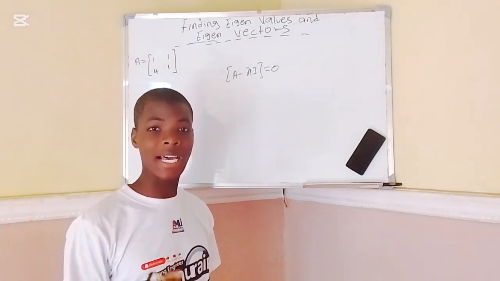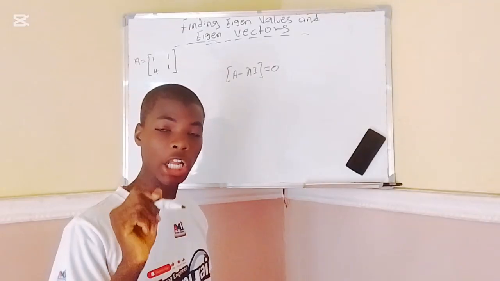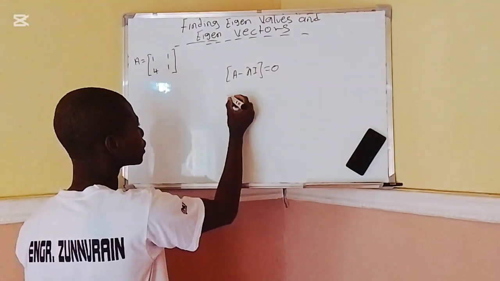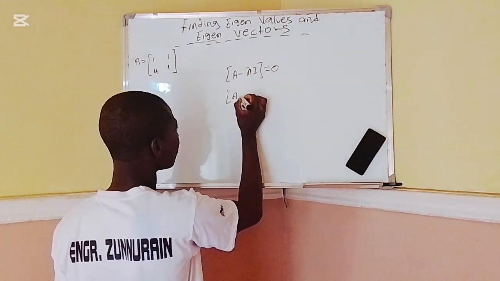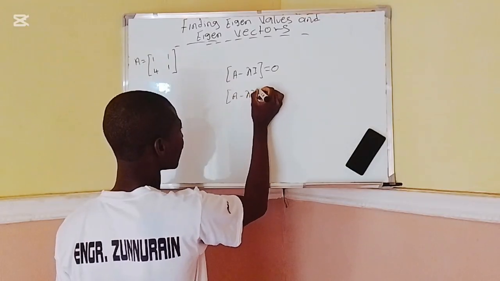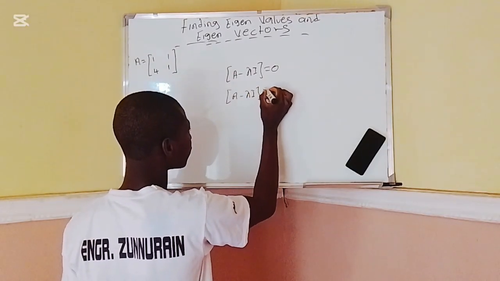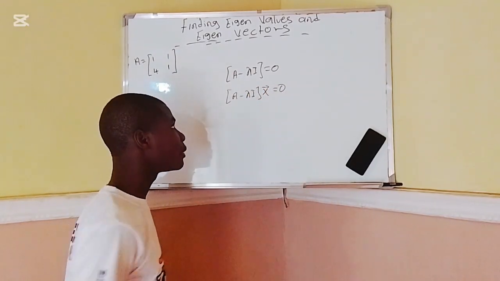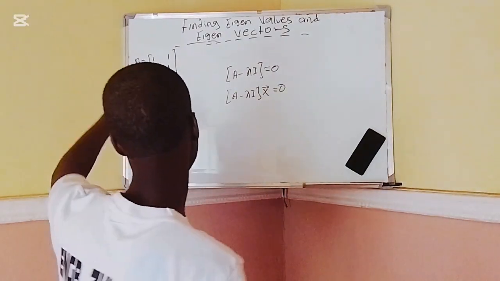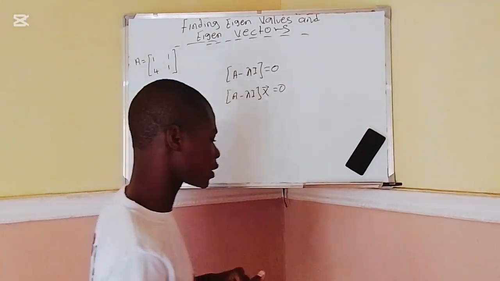Eigenvectors are vectors that have a spatial relationship with the matrix. Let's say A minus lambda I multiplied by the x scalar equals 0. So therefore, this is the matrix. This is a 2 by 2 matrix.